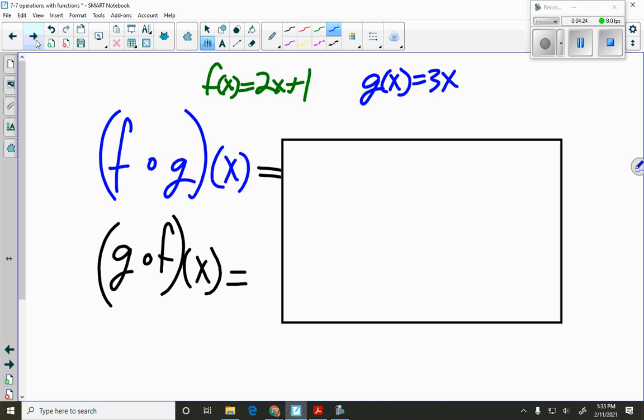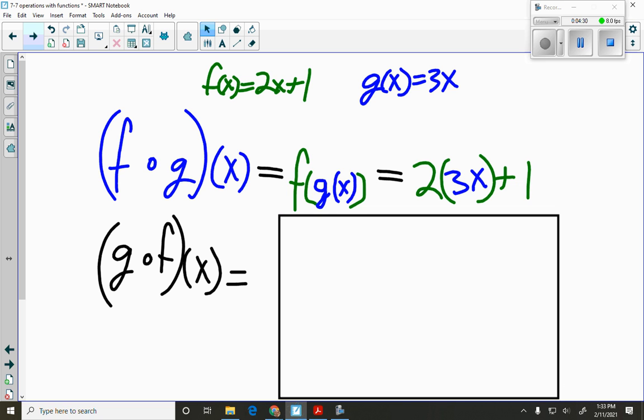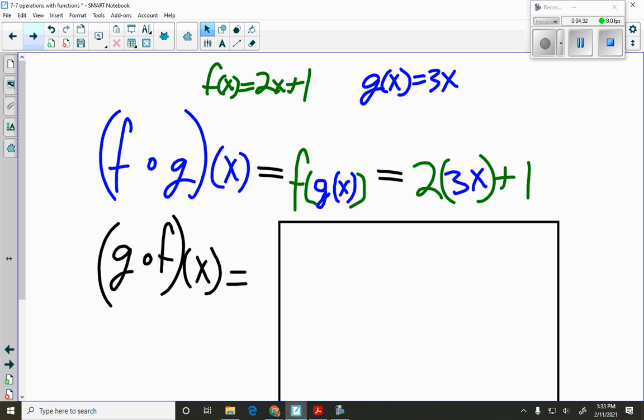All right, so let's do a little example. If we had the same 2x plus 1, and g of x is 3x again, then f of g of x, so FOG of x, would be f of g of x. So if g of x is 3x, we're going to put the 3x inside the x of the f of x equation. So 2 times this 3x, plus 1.